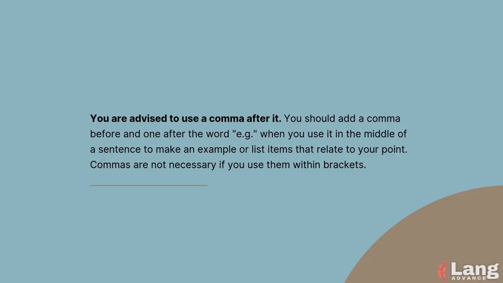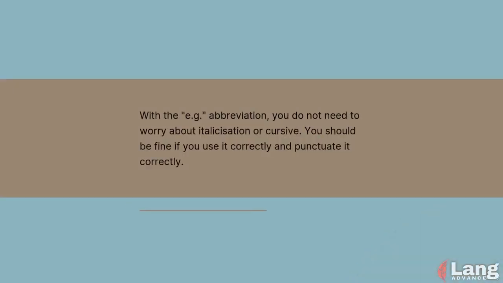When you use it in the middle of a sentence to make an example or list items that relate to your point. Commas are not necessary if you use them within brackets. With the e.g. abbreviation, you do not need to worry about italicization or cursive. You should be fine if you use it correctly and punctuate it correctly.